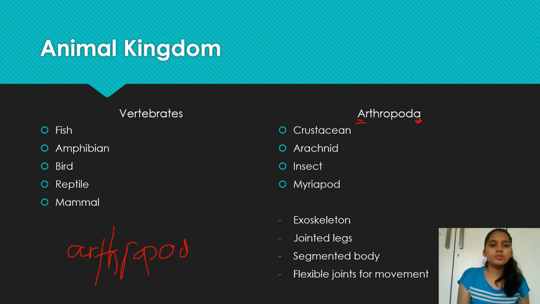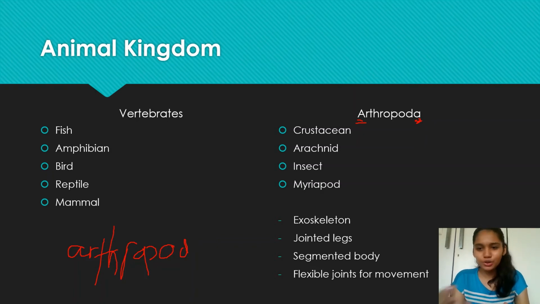Okay, so vertebrates, you have fish, amphibian, birds, reptiles, mammals, which you should know by now. If you don't, no problem, learn it. And for arthropod, you have crustaceans, arachnids, insects, myriapods. Now the most common features of arthropods are exoskeleton, jointed legs, segmented bodies, and flexible joints to allow movement. So these four usually are present in every group of arthropods, that is crustaceans, arachnids, insects, and myriapods. But they'll ask you in more specific detail, like how many legs, what kind of body.